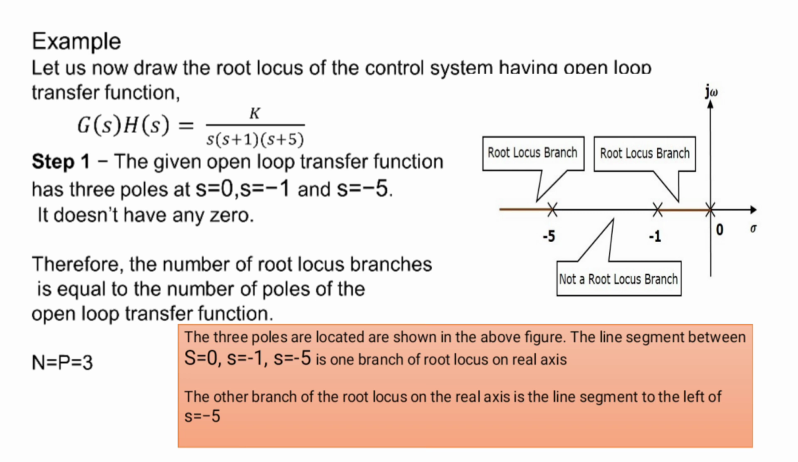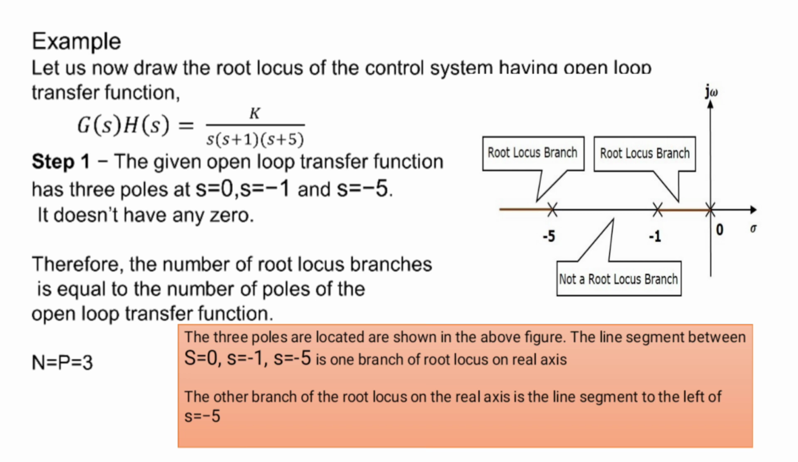Between 0 and minus 1, one branch; minus 1 to minus 5, another branch; and away from minus 5, a third branch. Therefore, the number of root locus branches is equal to the number of poles of the open loop transfer function, n equal to p equal to 3. The three poles are shown in the above figure.